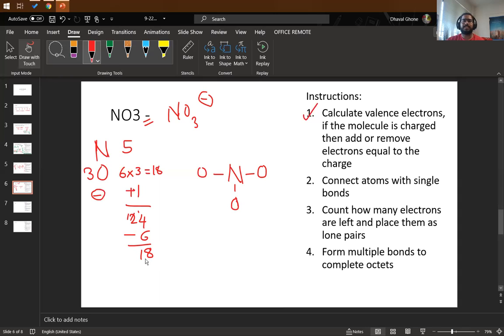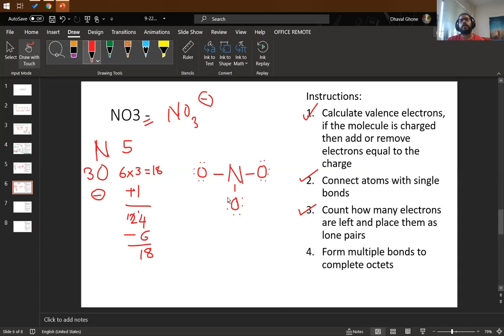So I'm going to go ahead and place these 18 electrons as lone pairs. 1, 2, 3, 4, 5, 6, 7, 8, 9, 10, 11, 12, 13, 14, 15, 16, 17, 18. Yep, there you go. I have placed all the 18 electrons as lone pairs now. And now to calculate if I have completed octets.